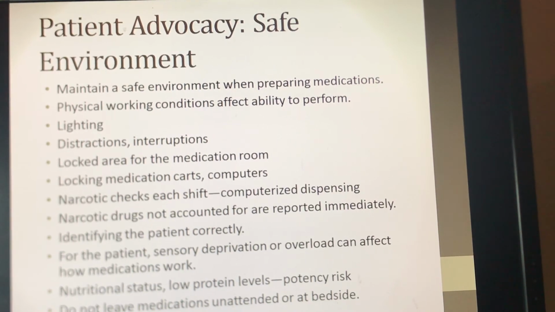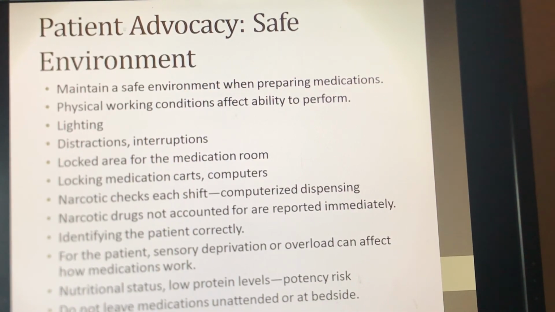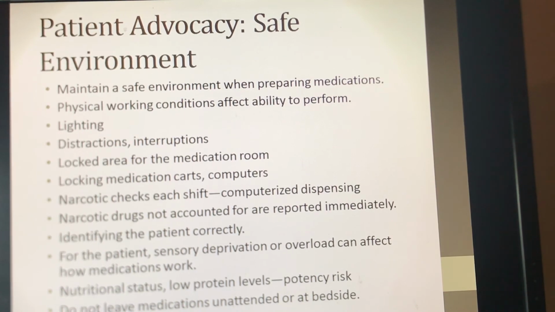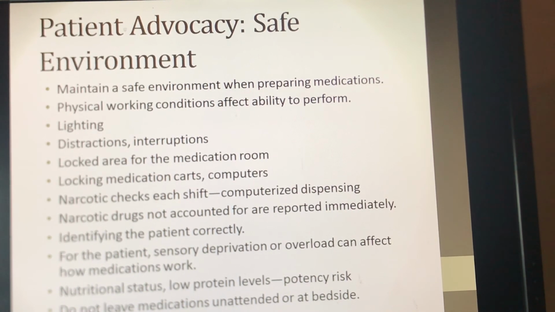We also want to know how we handle crush, dissolve. Are we using extended release? Are we using sustained release? Sublingual type of tablets or what have you. And so we want to be able to take a look at that and make sure we're safe with that.